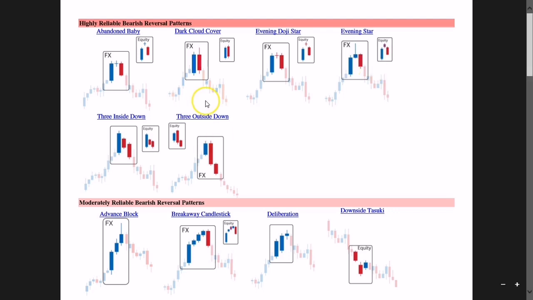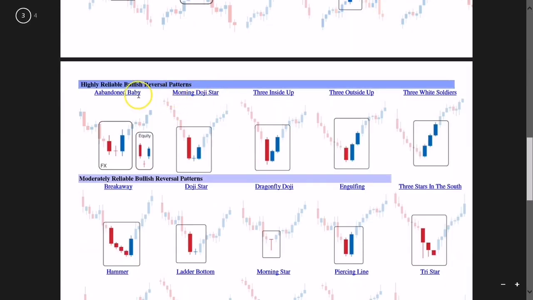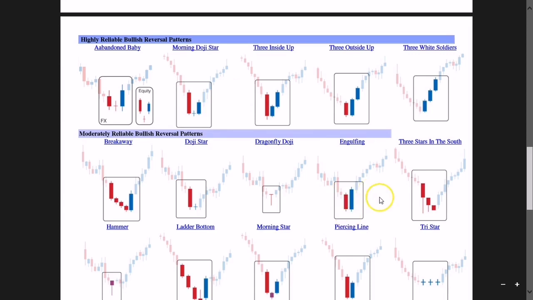So basically I'm going to be going over the reversal patterns. These are the best reversal patterns, okay? These are the ones you're going to be looking for, like I've been saying. The abandoned baby right here, the dark cloud cover, the evening doji star, and the evening star, right? Those are for sells. You scroll down. For bullish setups, you're going to be looking for the abandoned baby, the morning doji star, and the piercing line right here.